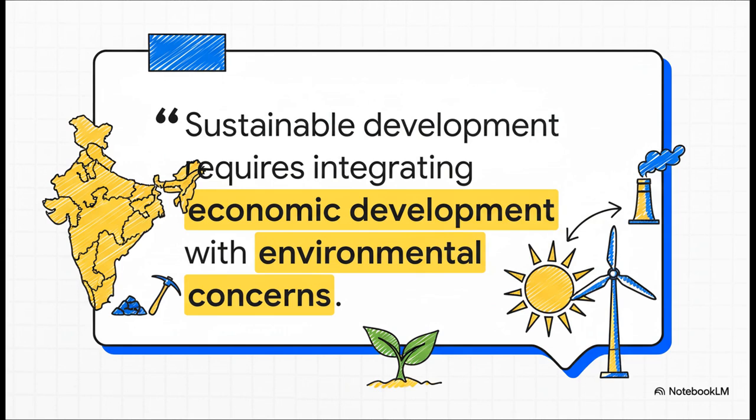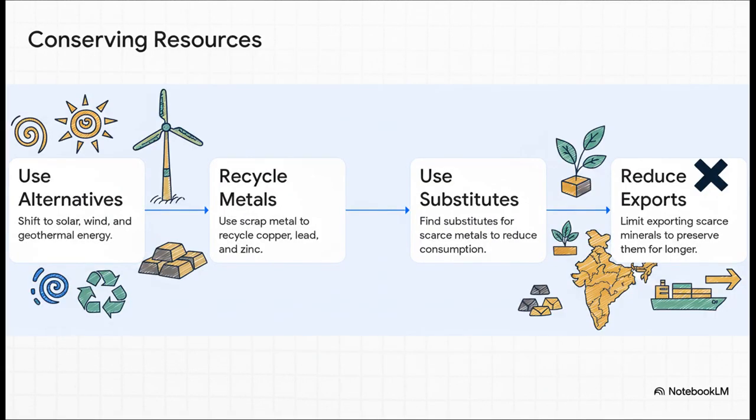Now, this quote from your textbook sounds very serious, but it's just saying what we discussed, that we need to find a balance. We need to grow our economy, build more things, but we have to protect our environment at the very same time. But this isn't just an idea to write in the exam, right? It means we need a real plan. So what can we actually do? And here is your answer.